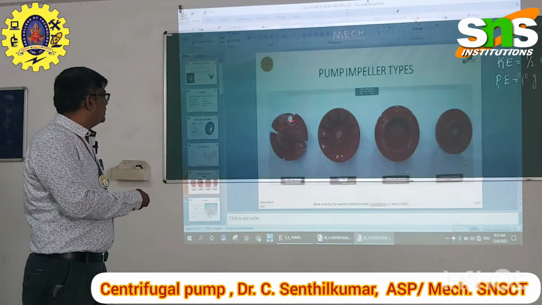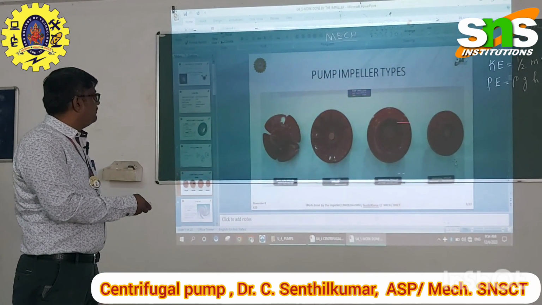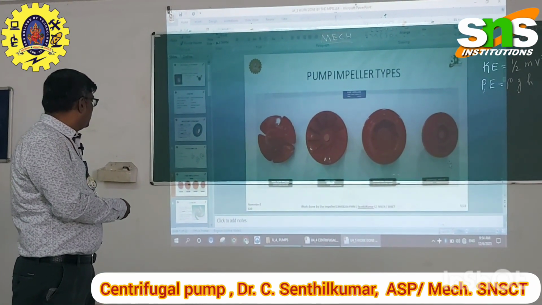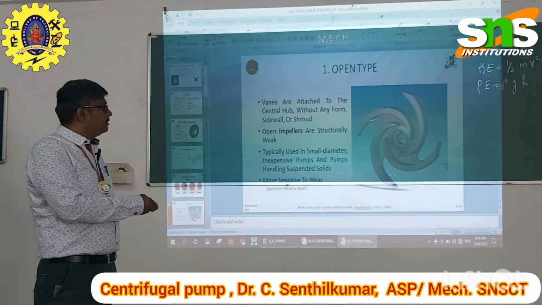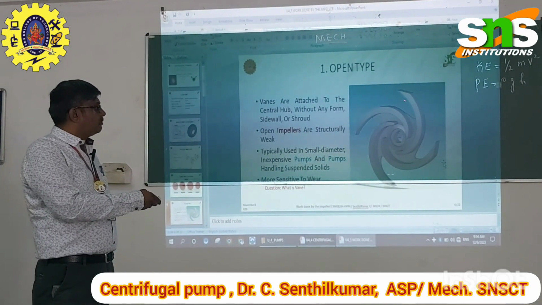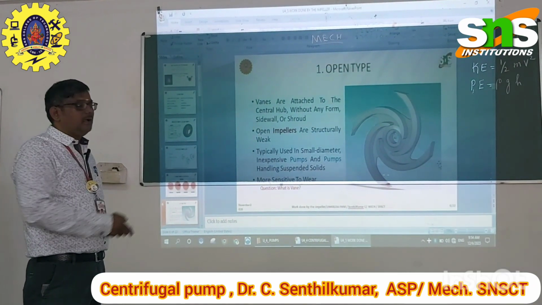the open type. These are the pump impellers having different shapes. Let me see the open type. So this is the open type. As I said, this is open. The impeller vanes are open.